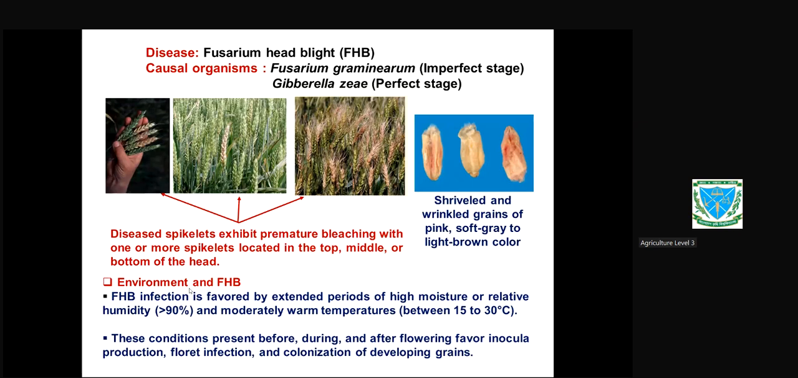So what are the environmental conditions? You see, high relative humidity, more than 90%, means continuous rain and then hot sunny day, and hence increase the relative humidity, and warm temperature, usually 30 degrees centigrade, especially in the month, the current season. You know the February 30 or early March. This condition present before, during, after flowering.